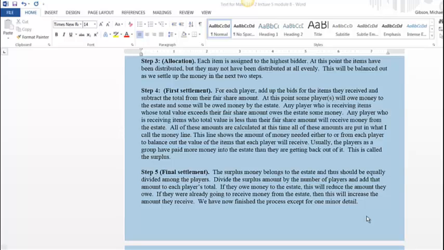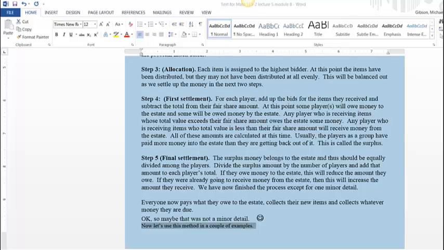All of these amounts are calculated at this time, and all of these amounts are put in what I call the money line. This line shows the amount of money needed either to or from each player to balance out the value of the items that each player will receive. Usually, the players as a group have paid more money into the estate than they are getting back out of it. This is called the surplus.